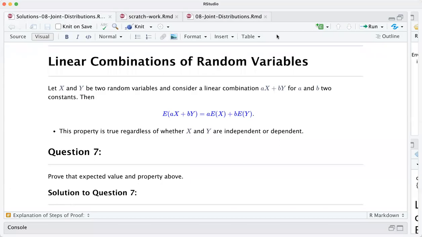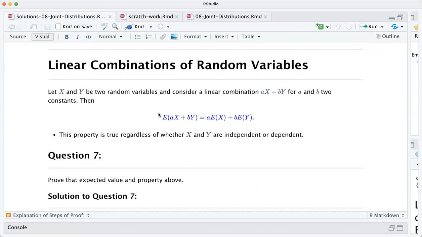Hi, everybody. So in this video, I want to discuss a couple of properties of expected value and variance when we take some combinations of two random variables, say x and y. So I'm going to let x and y denote two random variables, and a and b denote two arbitrary constants.